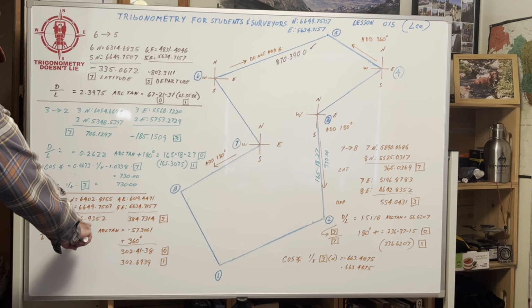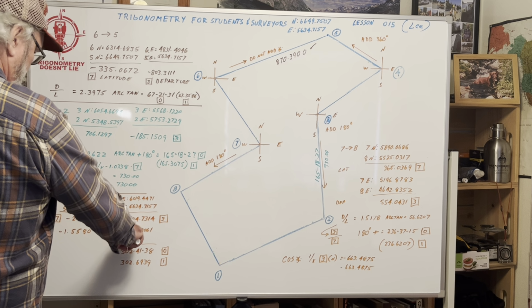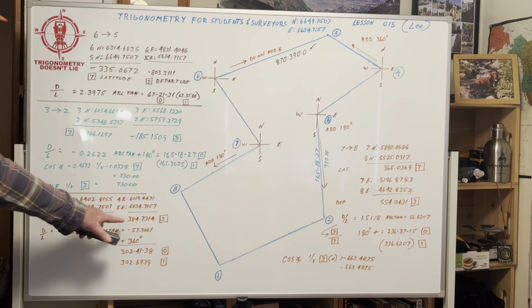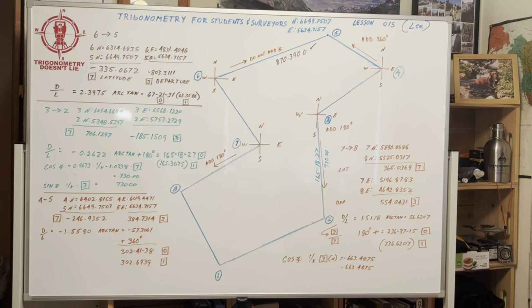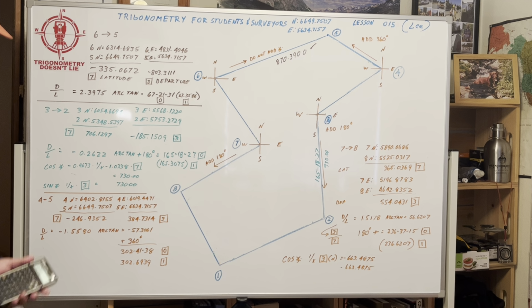I think, let me just double check. Negative 246.9352, recall 3, 384.7314. Okay, so I have that in there now. That was the last one I calculated, so that's in there now. I just recall that, which I have stored in 7. Remember, it's departure over latitude. Departure is east and west, latitude, north and south. And that's because it's sine, or 0 and 90. That's why it's that way, or else it would be the other way around.